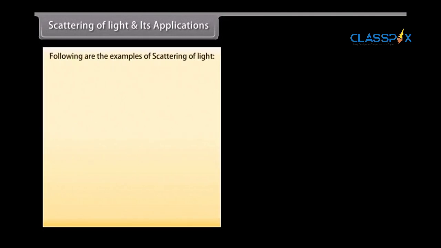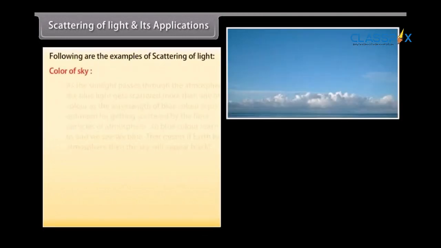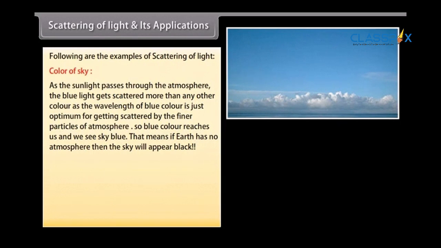Following are the examples of scattering of light. As the sunlight passes through the atmosphere, the blue light gets scattered more than any other color, as the wavelength of blue color is just optimum for getting scattered by the finer particles of the atmosphere. So blue color reaches us and we see the sky as blue. That means if Earth has no atmosphere, then the sky will appear black.